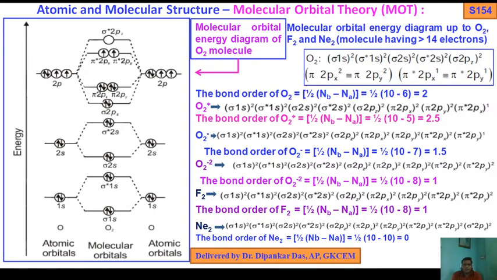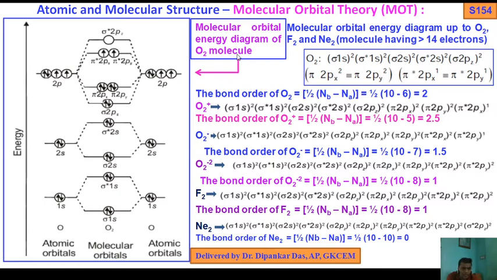What is the difference? Here sigma 2pz comes first. In the case of B2 and C2, pi 2px and pi 2py come first. In the case of O2, sp mixing is not to be considered. Sp mixing is not to be considered in the case of O2. So that's the molecular orbital energy diagram of the O2 molecule.